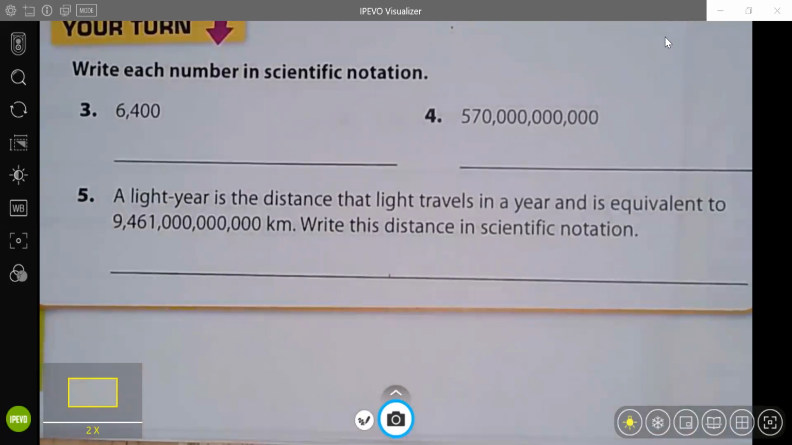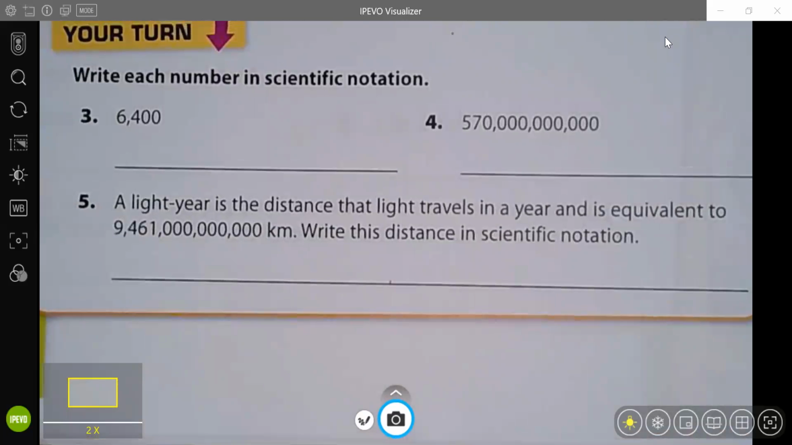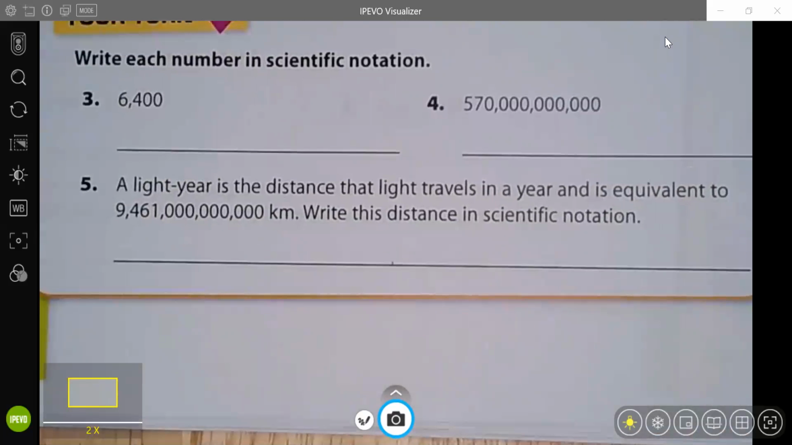All right, so these are for you to try on your own. Go ahead and convert them to scientific notation, and I'll give you, I don't know, 2 minutes. I don't think we need that much time, and then we'll go over the answers.